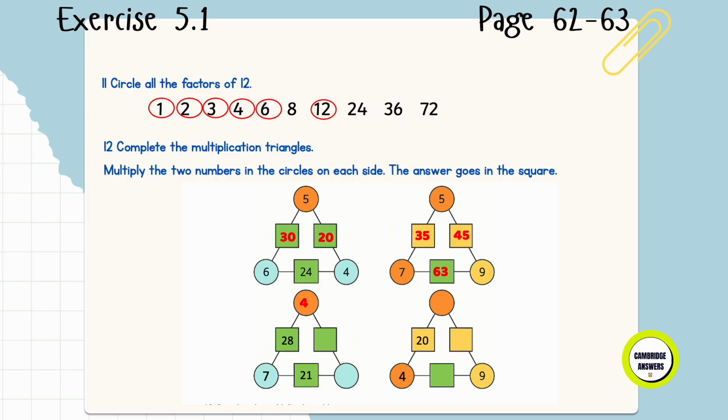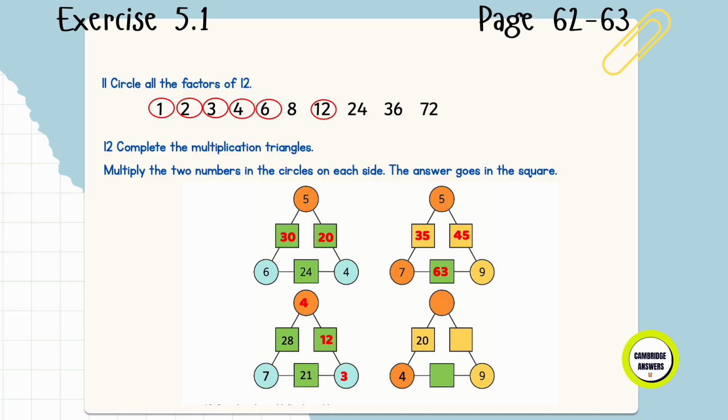Next, let's check the bottom. The bottom box says 21. We already have 7 on the left. 7 times what equals 21? 7 times 3 is 21. So the missing bottom right circle is 3. Let's just double check the last box. The top is 4. Bottom right is 3. 4 times 3 is 12. So the missing right box is 12. There you have it, the full triangle.